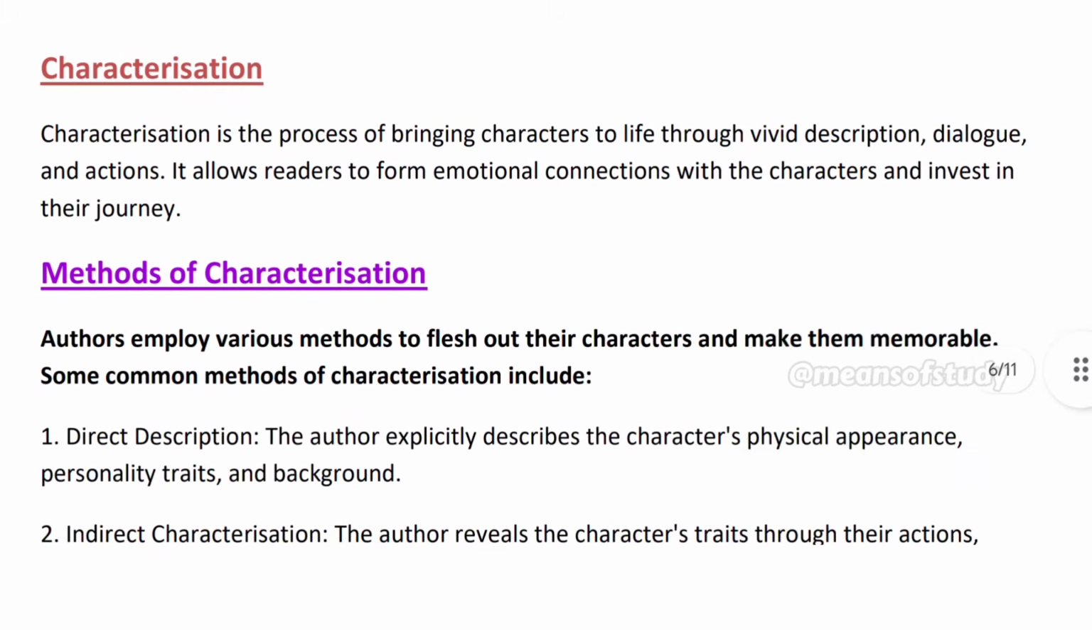Characterization. Characterization is the process of bringing characters to life through vivid description, dialogue, and actions. It allows readers to form emotional connections with the characters and invest in their journey.